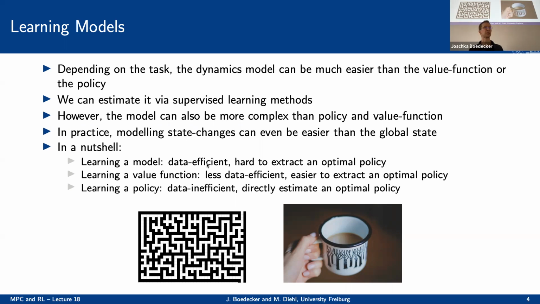Because of this simple structure that we might use for these models, we have to do additional work to extract an optimal policy from them. Moritz told you all about how to use models in order to extract good policies. But of course, you need to do a lot of optimization for that, whereas if you train a value function, then you usually require much more data. It's much less data efficient.